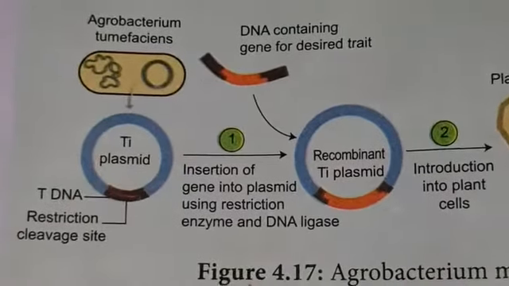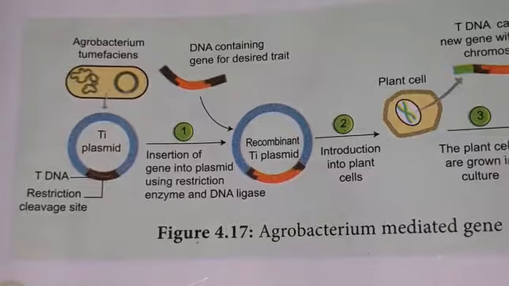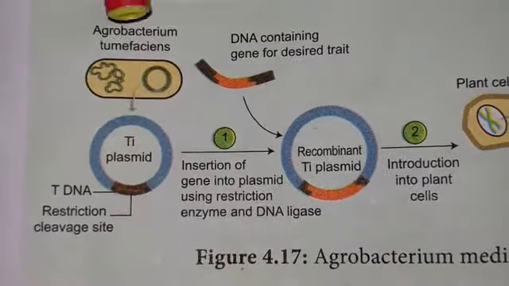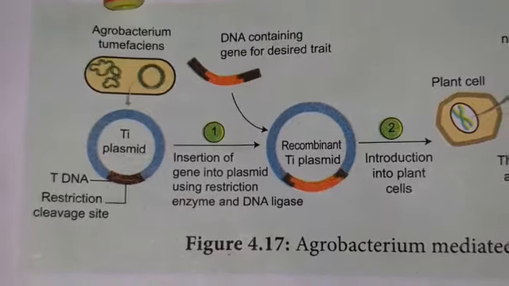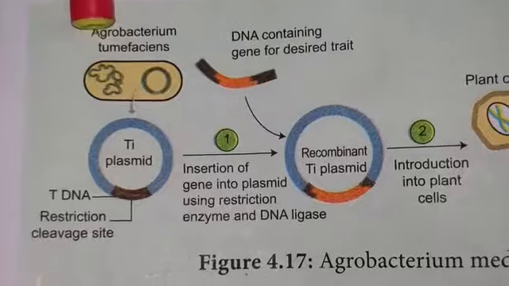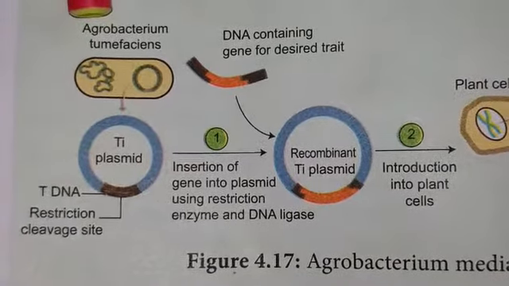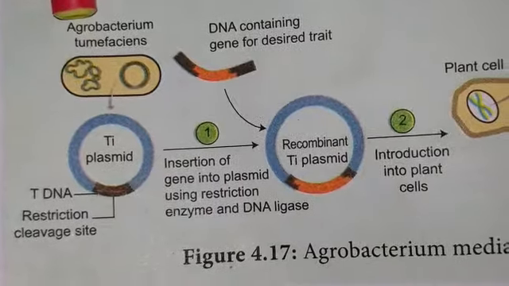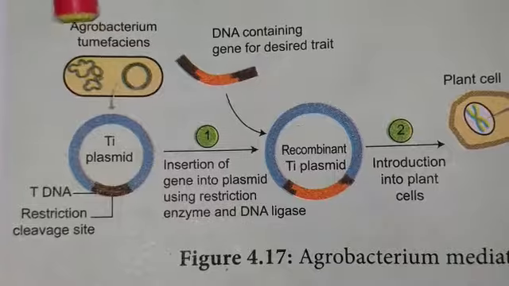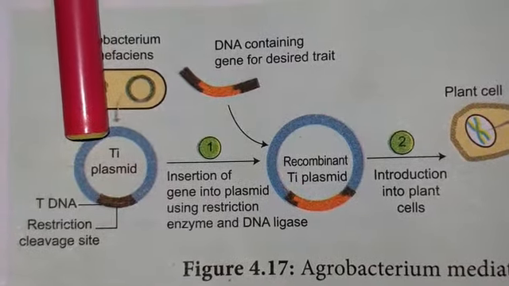Among the various vectors used for plant transformation, the most commonly used is the Ti plasmid from Agrobacterium tumefaciens. You already know about Agrobacterium tumefaciens. It is a tumor inducing bacterium which causes crown gall disease in some plants. This bacterium has a large sized plasmid known as the Ti plasmid.